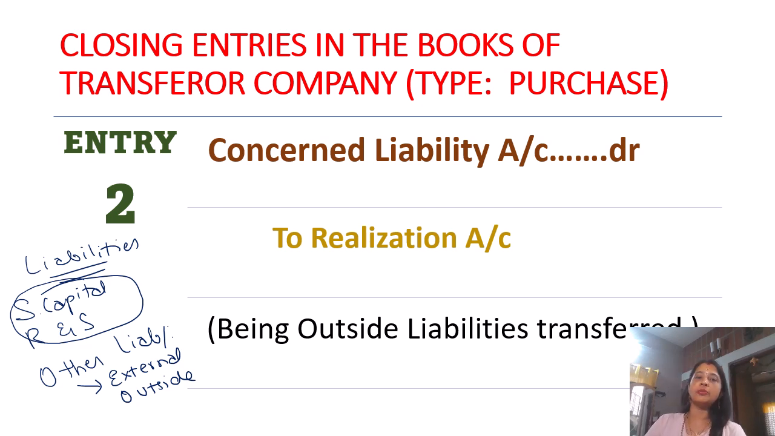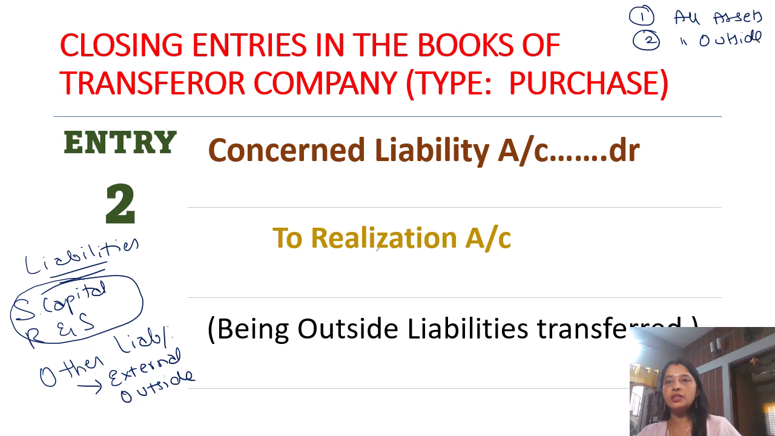So the second entry will be the reverse of the previous entry. For the assets account, the entry was realization account debit to concerned asset account. Now since this is a liability, the entry will be reversed. So concerned liabilities account debit to realization account, being outside liabilities transferred to realization account. So the first one was transferring all assets, and the second one is transferring all outside liabilities.